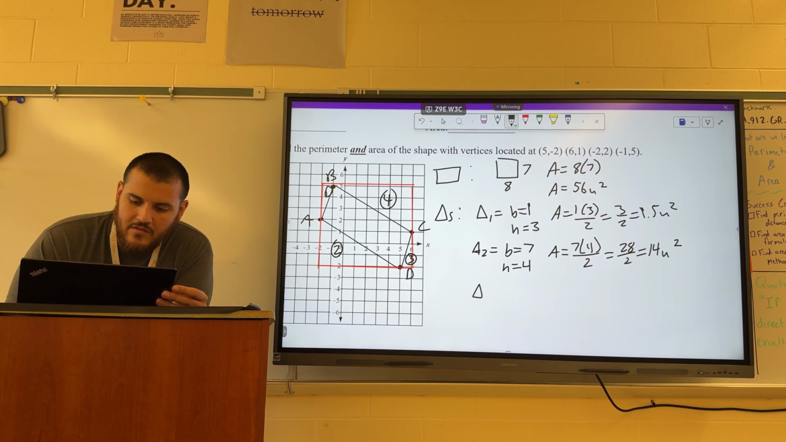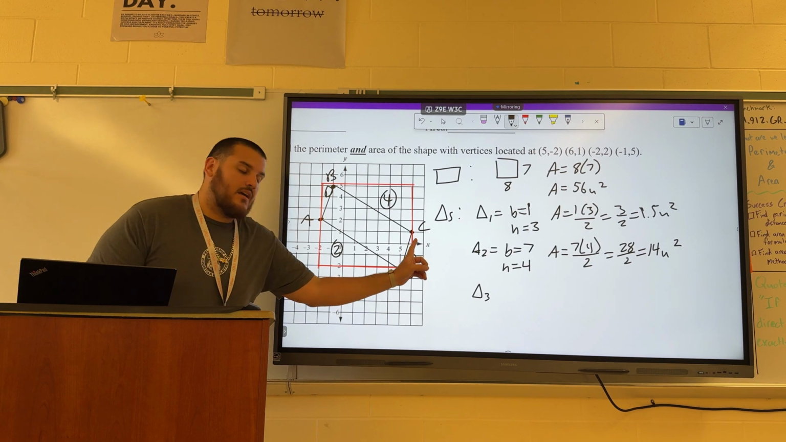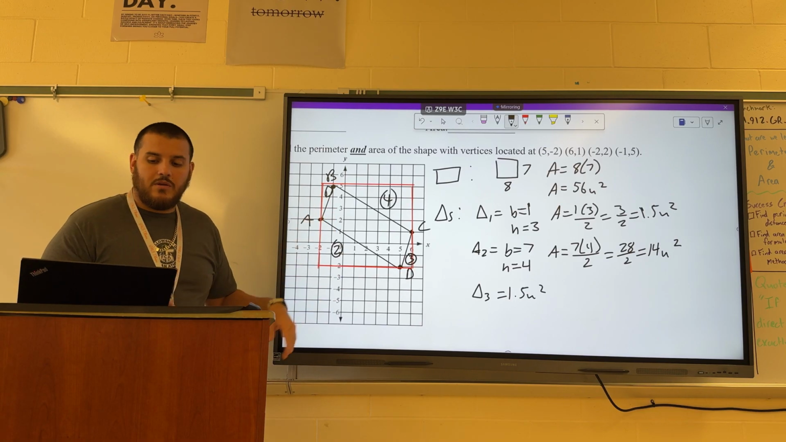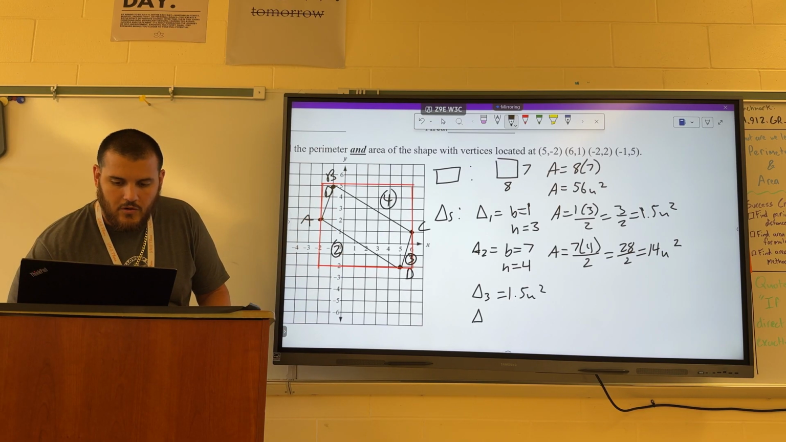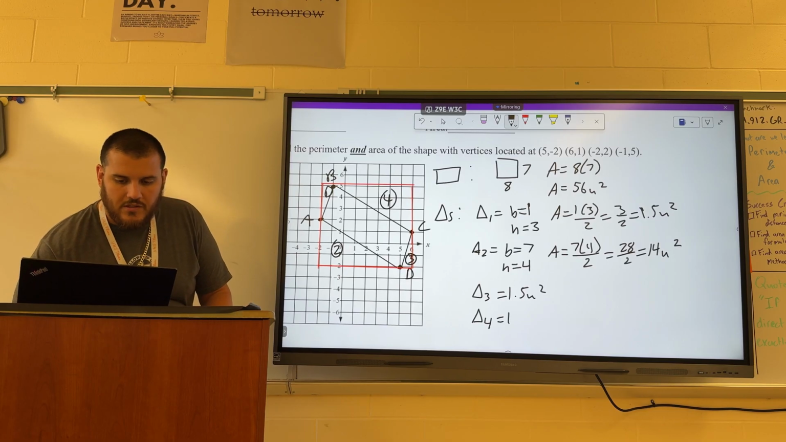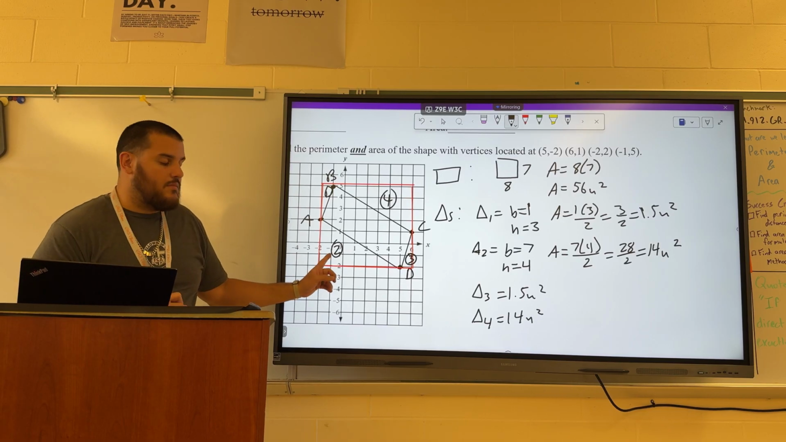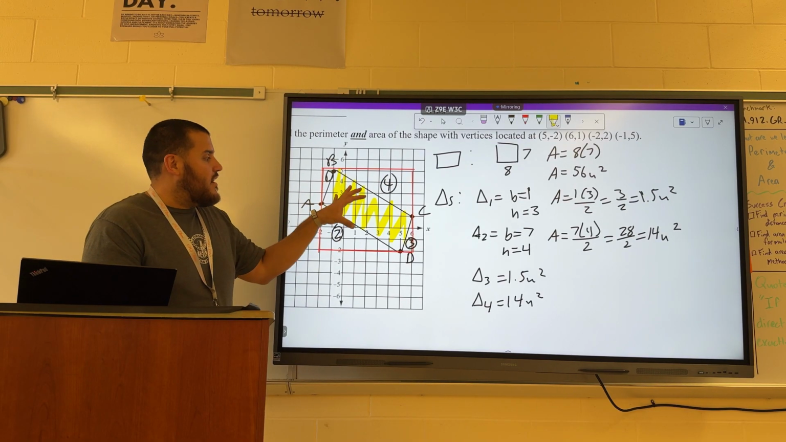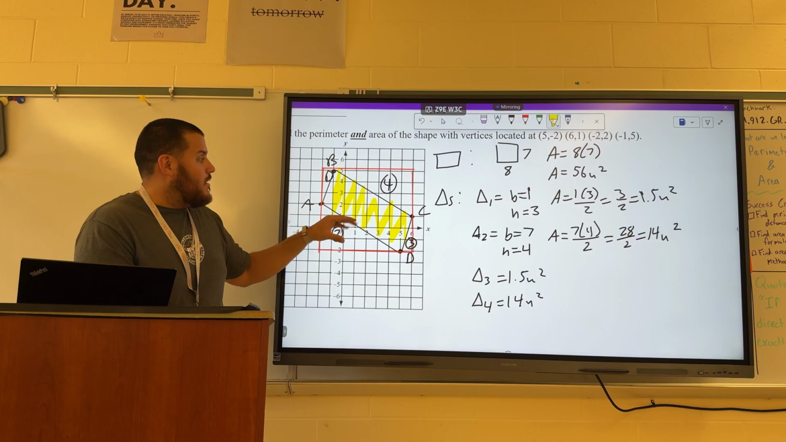Just to save time in the video, when I calculate base and height for triangle 3, I would also get 1.5 units squared, the same as that little triangle up here. When I do it for triangle 4, I will also get 14 units squared. It's the same dimensions as this, right? 7 and 4.